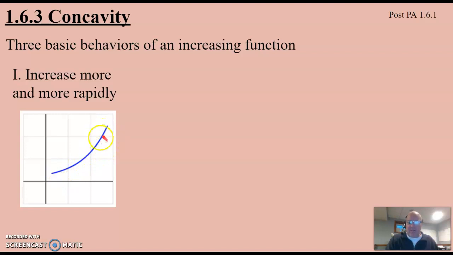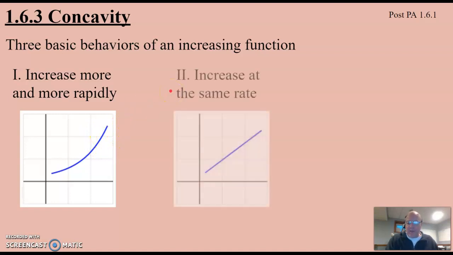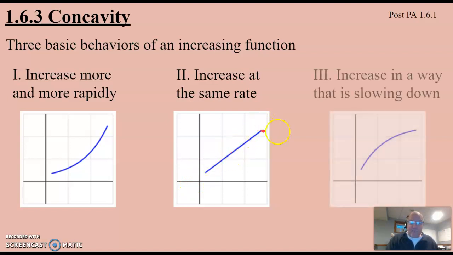We know that up here the slope of that tangent line is going to be greater. We can have a linear function that's increasing, but this is increasing at the same rate. Or we can have an increasing function such as this. It certainly is increasing, but it's increasing in such a way that the amount of increase is slowing down.